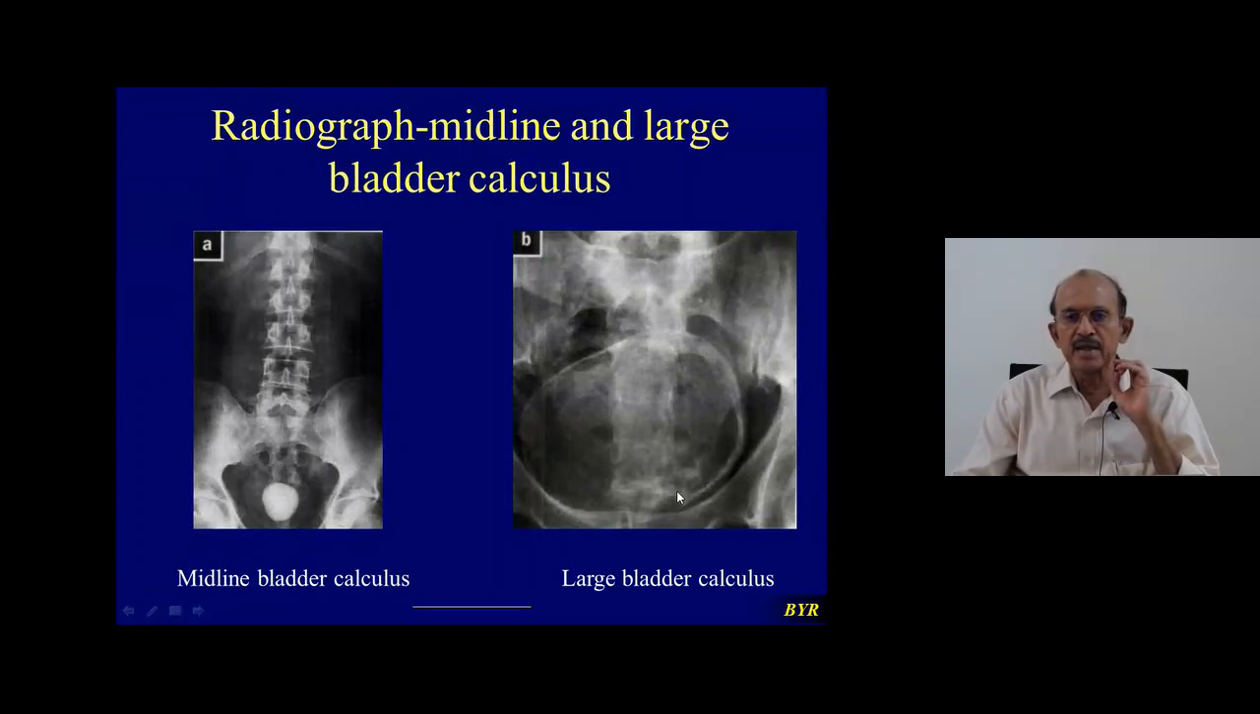Just now I said 80% of the stones are radio opaque, 20% are radiolucent. So this belongs to a radiolucent stone, a large stone, and this is being coated by calcium phosphate.